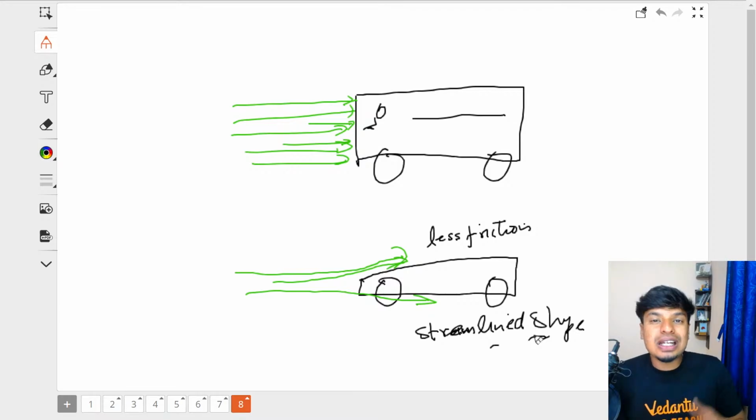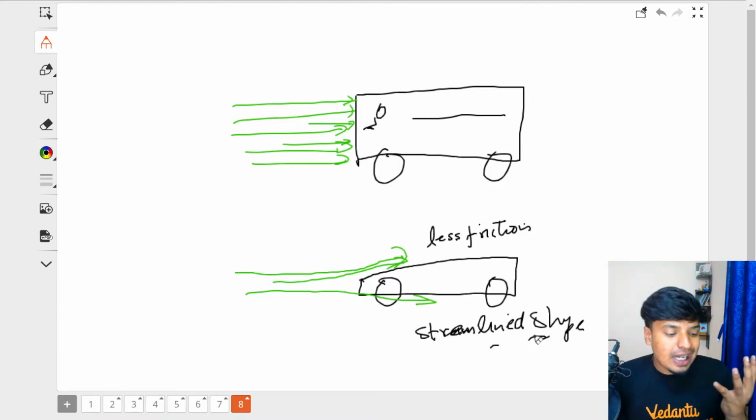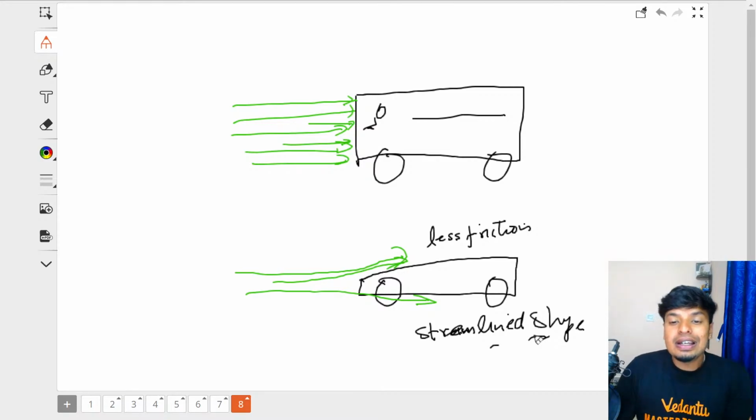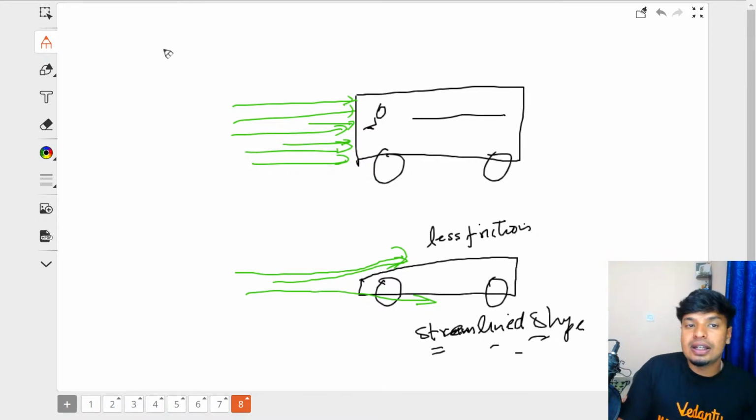So any object that moves in fluids, if it has to move very fast, if it has to move efficiently, it needs to have a streamlined body. You take anything that moves in air. Take a bird. How is a bird?